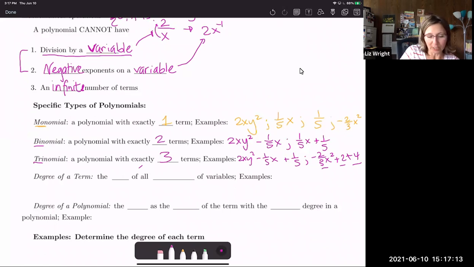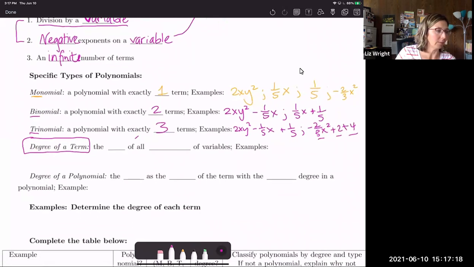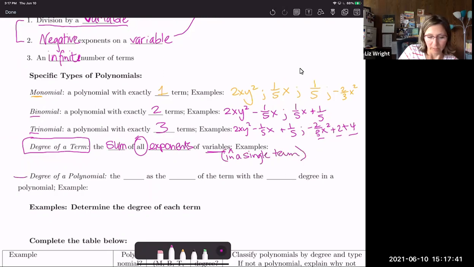Okay, next question. How do we figure out the degree of a term? The degree of a term, we are going to figure that out by finding the sum of all exponents of the variables in a single term. I don't want you to confuse that with this. Degree of a term versus degree of the polynomial. So examples.